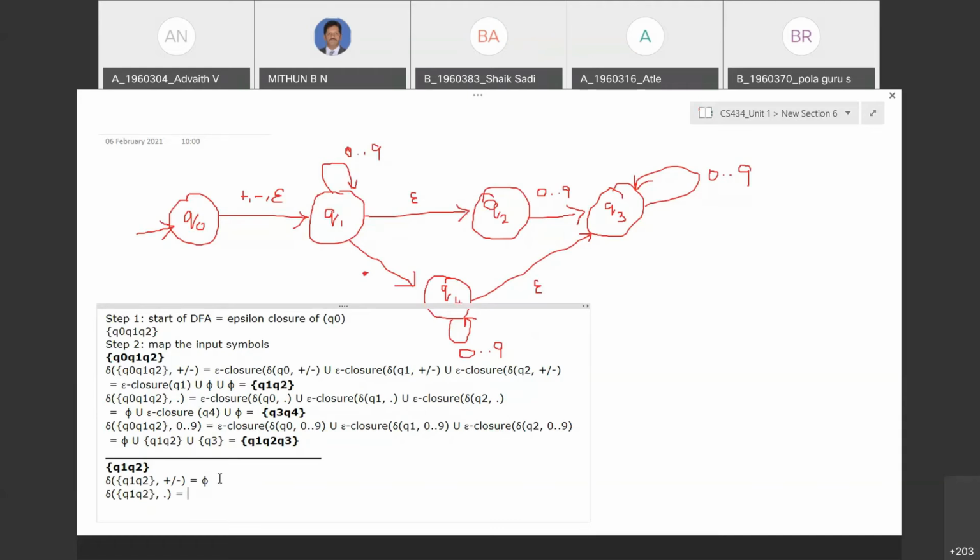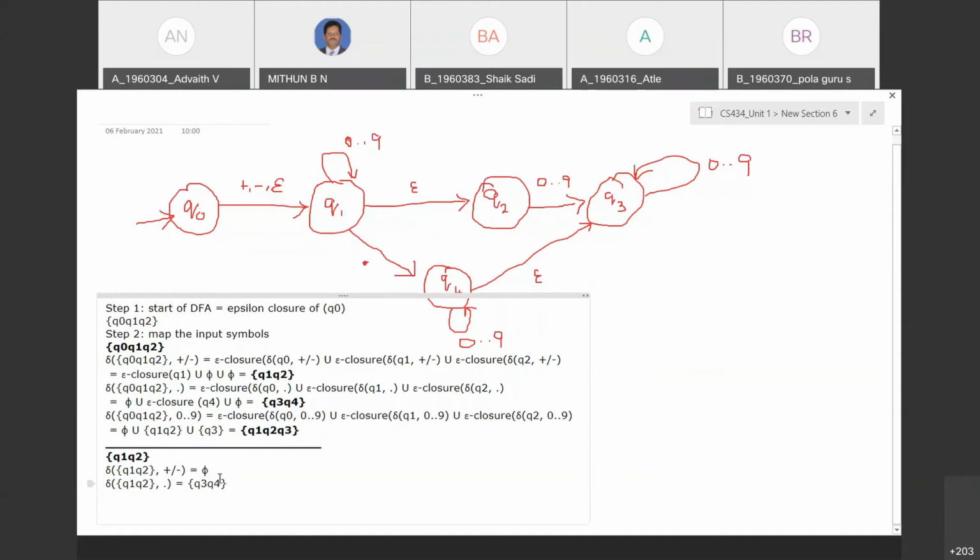That means it is epsilon closure of Q1 with dot union epsilon closure of delta of Q2 with dot. So epsilon closure of Q1 with dot is Q4. Epsilon closure of Q4 is Q3, Q4, isn't it? Is the answer correct? Yes. Then you just move on with Q1, Q2 with 0 to 9. Q1 with 0 to 9 is Q1 itself. Q2 with 0 to 9 is Q3.